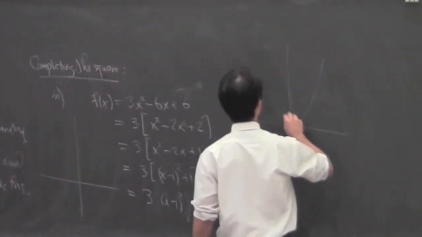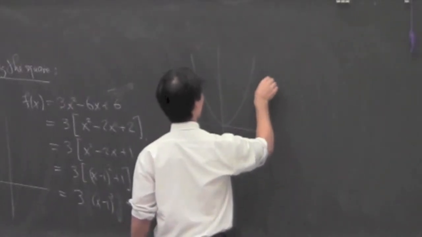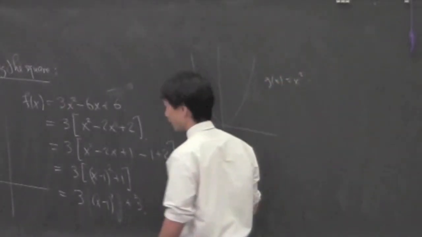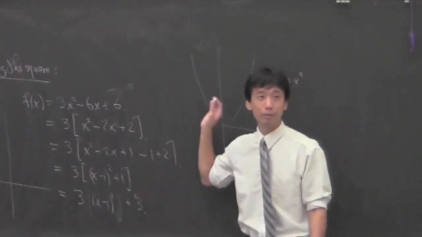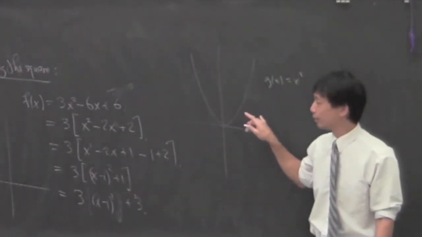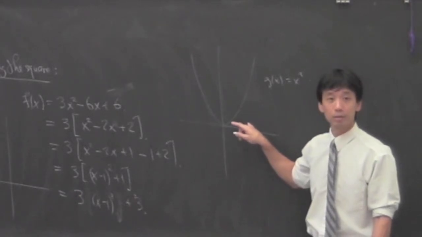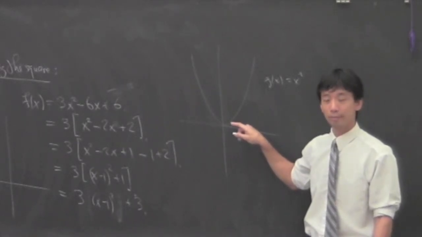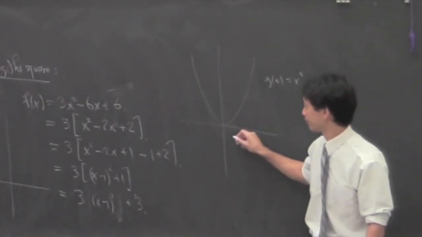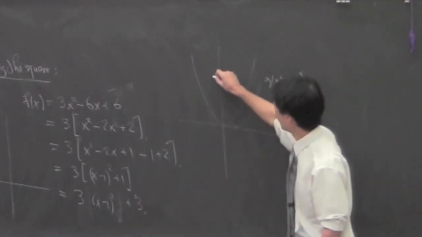Here we have the function y equals x squared, g of x equals x squared. What's the graph of this thing? How do we get the graph of f from the graph of g? Well, right. So it would be shifted to the right 1 and up 3. Okay, we shift it to the right one.